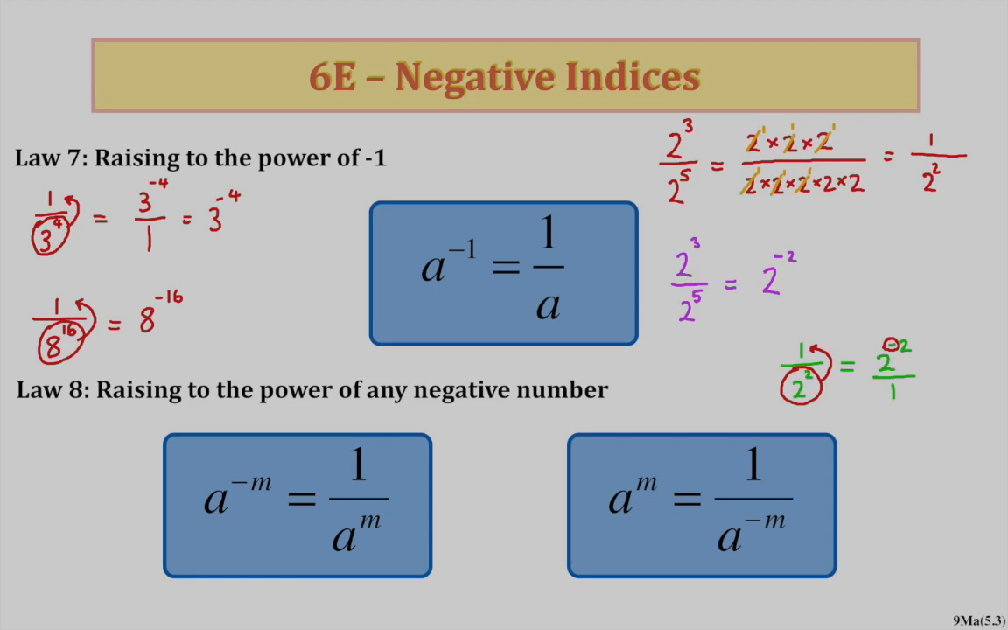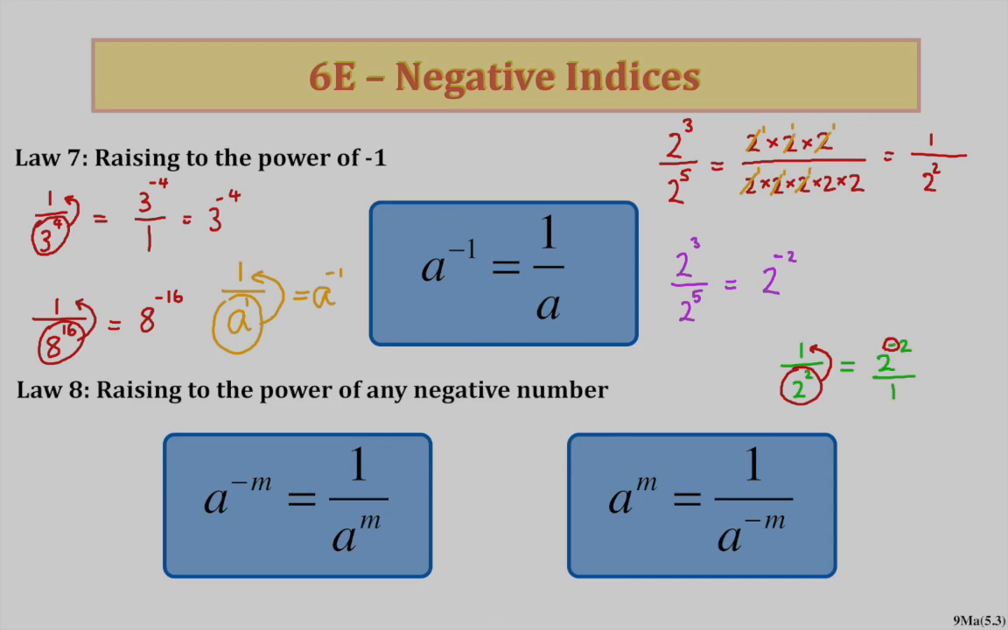Now let's have a look at the law as it's written in your textbooks. It says, if you have a base a to the power of minus 1, that becomes 1 over a. Let me just use the logic I was talking about before. If I have 1 over a, and that would be to the power of 1, I could move that across the fraction line, and it would equal a to the power of not plus 1 now, it would be minus 1. And that is law 1.